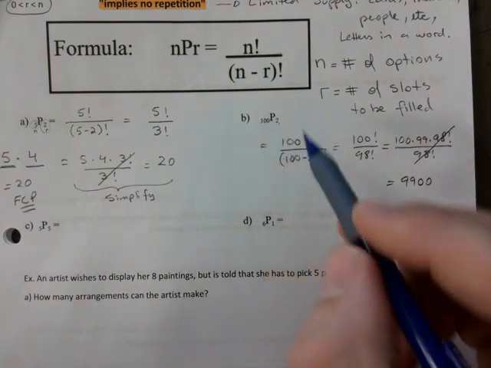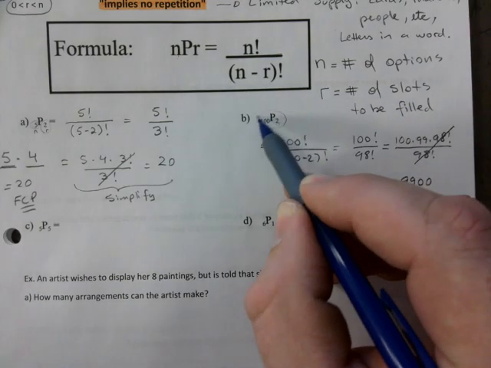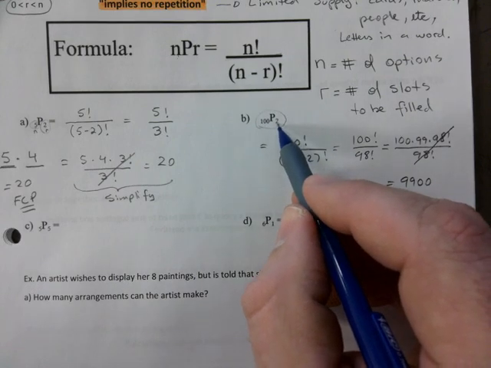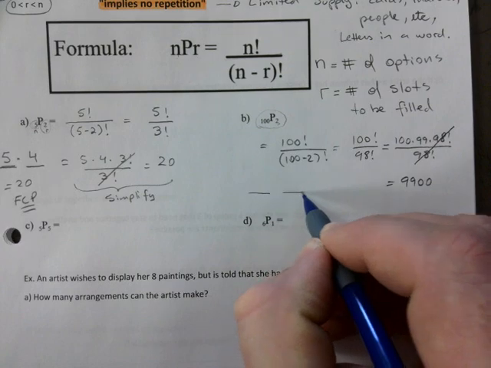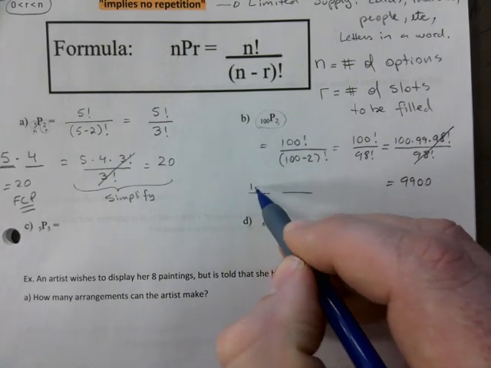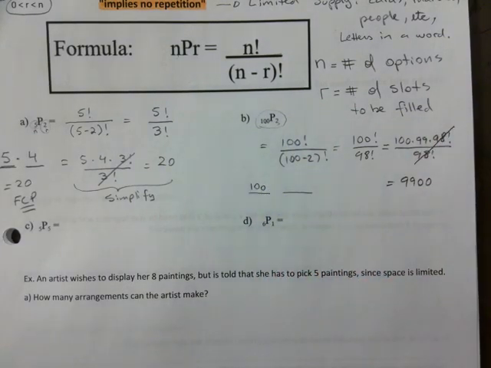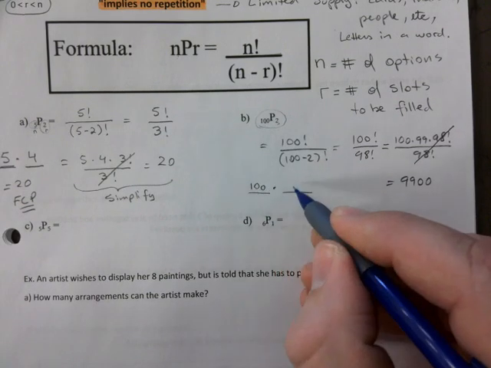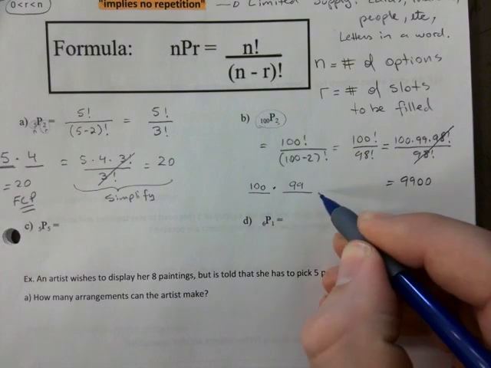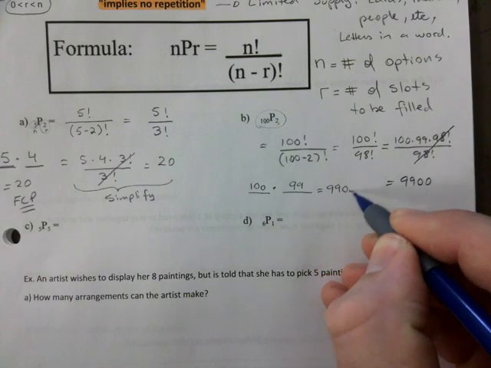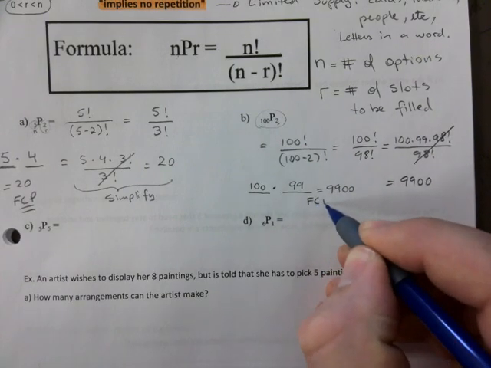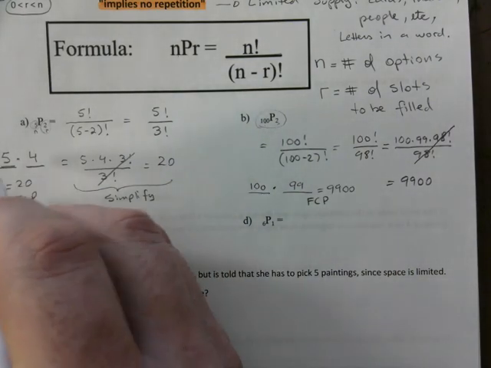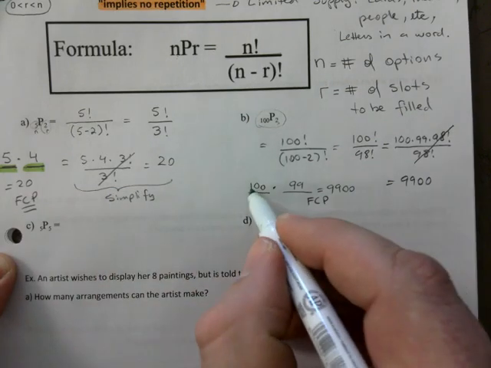Let's try this one. If you were given this within a context, you should be like, okay, there's 2 slots to be filled, and I start with 100, because remember, permutation only works when repetition is not allowed. So that would be it. You would start with 100 and then with 99, and there you have your 9900. This is the fundamental counting principle. I will use a highlighter or something to just show that.